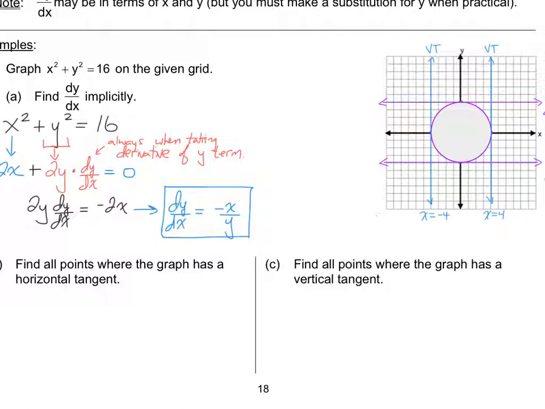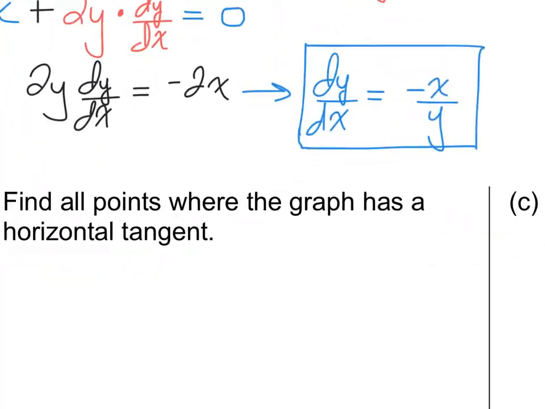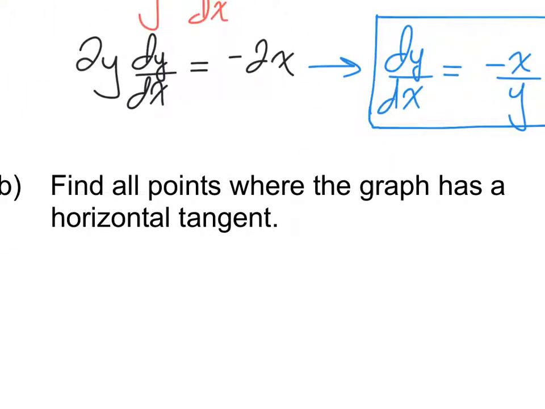So analytically, using the algebra method, find all points where the graph has a horizontal tangent. Well, a horizontal tangent happens when the derivative is equal to 0. So I'm going to take my derivative, which is negative x over y, and set it equal to 0. Cross multiply, and I get x equals 0. So at the x value of 0, I have horizontal tangents.